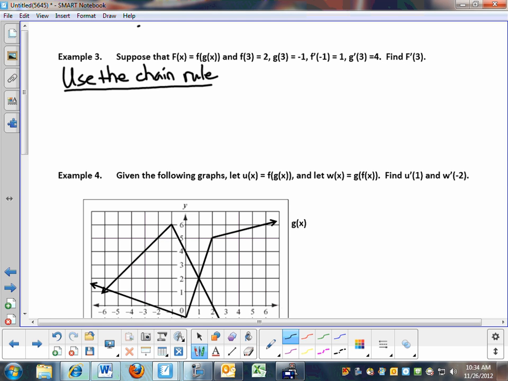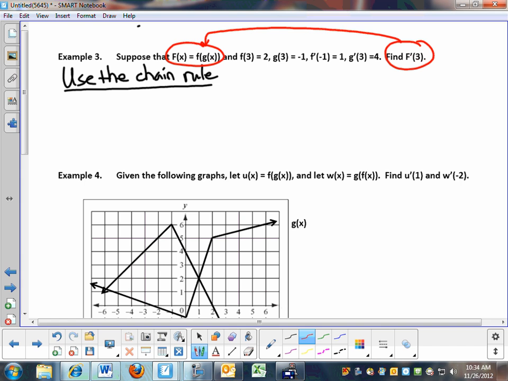So use the chain rule. It says, suppose that f of x is f of g of x, and f of 3 is 2, and g of 3 is negative 1, f prime of negative 1 is 1, g prime of 3 is 4. Find f prime of 3. This is the key right here. It says find f prime of 3, and you know that f is a composition function. It says f of x is f of g of x.